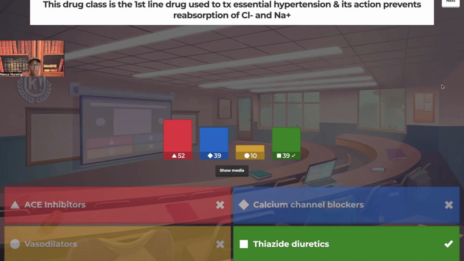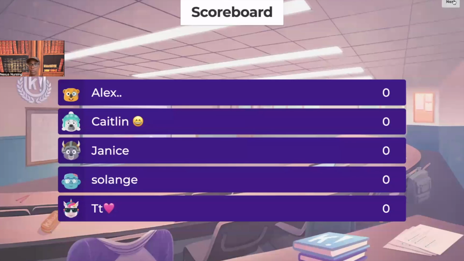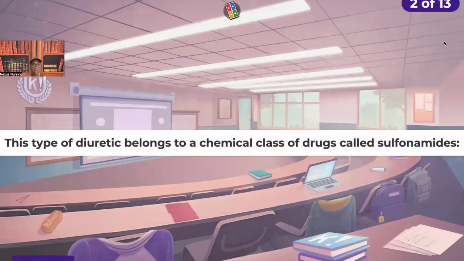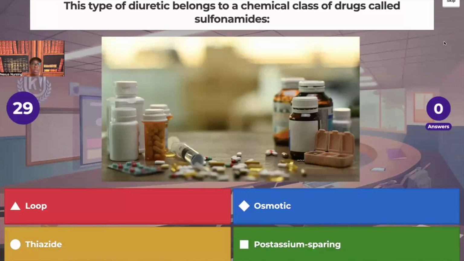All right, let's keep going. Question number 2. This type of diuretic belongs to a chemical class of drugs called sulfonamides. Are we talking about loop diuretics? Are we talking about osmotic diuretics? Are we talking about thiazide diuretics? Or are we talking about potassium sparing diuretics? Which one are we talking about?